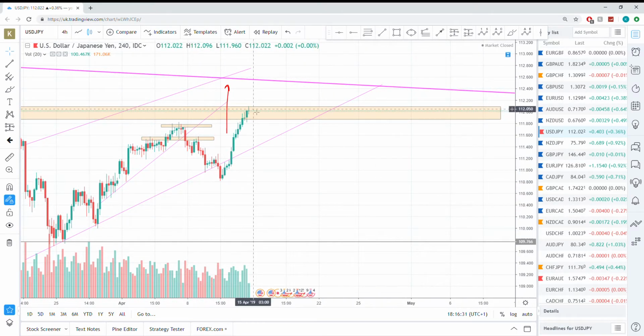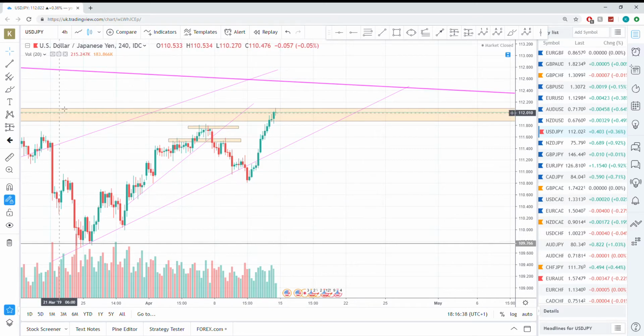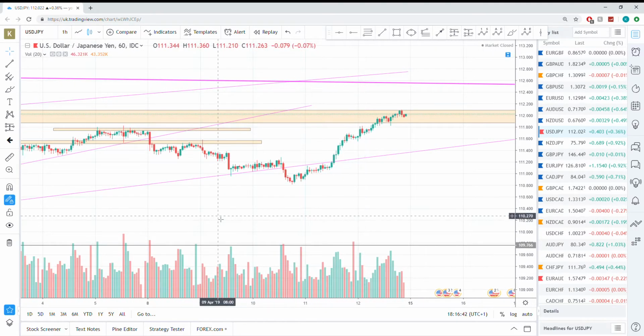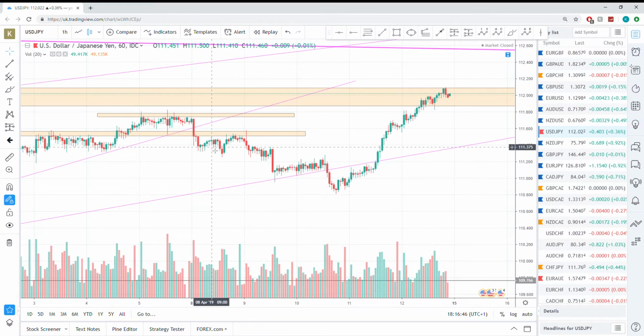I showed two scenarios for where price would most likely respect, and what we found was we started here. We started analyzing around here. Where was it? Sorry, it was on this candle here.